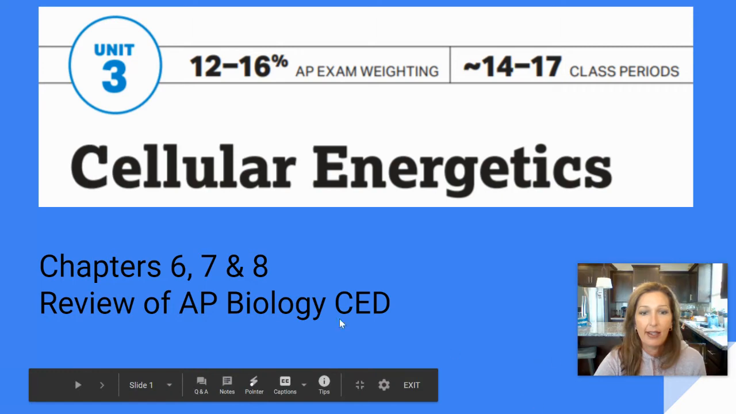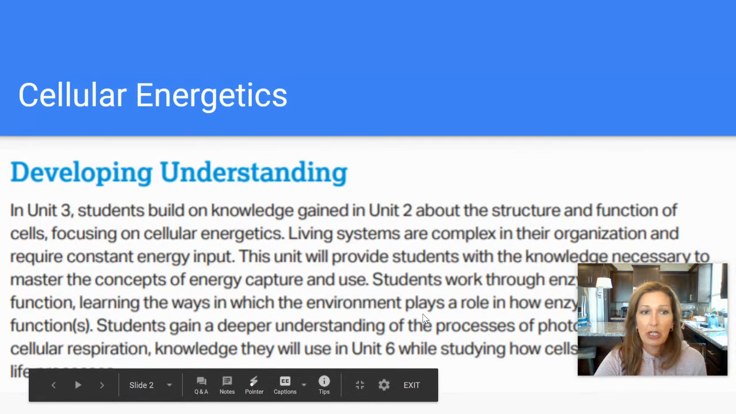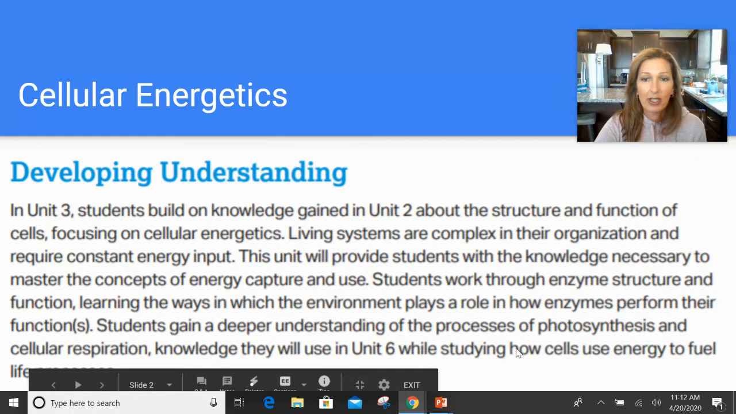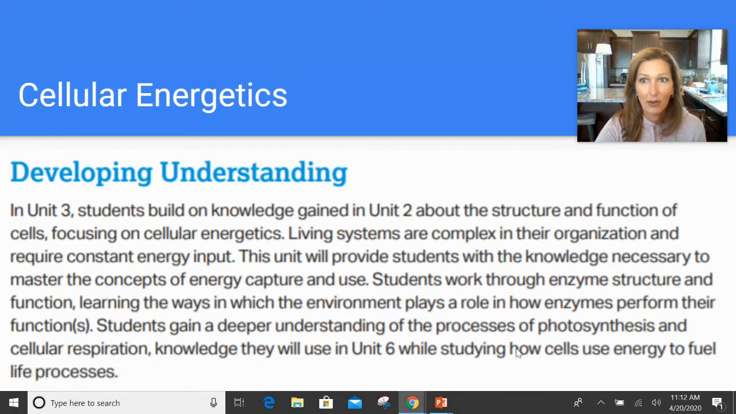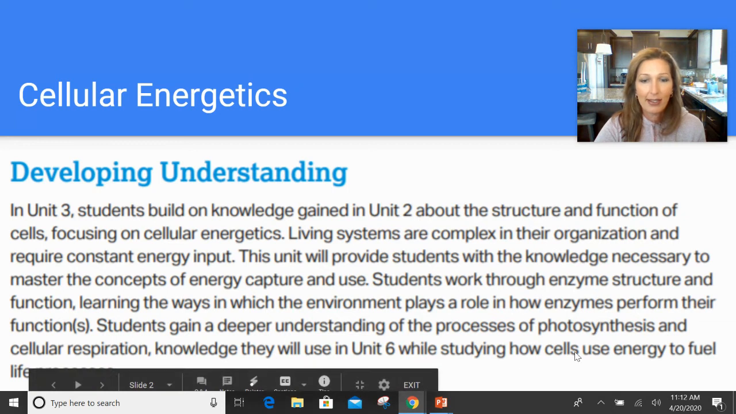I'm going to be going over just some of the learning objectives that are outlined through the AP Biology CED, the course exam and description. Now, with this particular chapter, really what we are addressing is enzymes, energy, photosynthesis, and cellular respiration. So that is why I said this is a big dog.